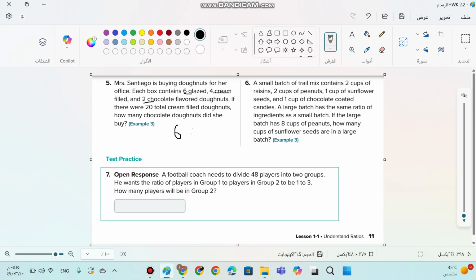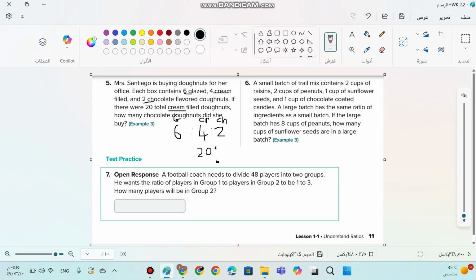6 : 4 : 2. So we can label it CH for chocolate, C for cream, or CR if you want, and G for glazed. Right, it says if there are 20 total cream, so let's put 20 down here because it's under the cream.